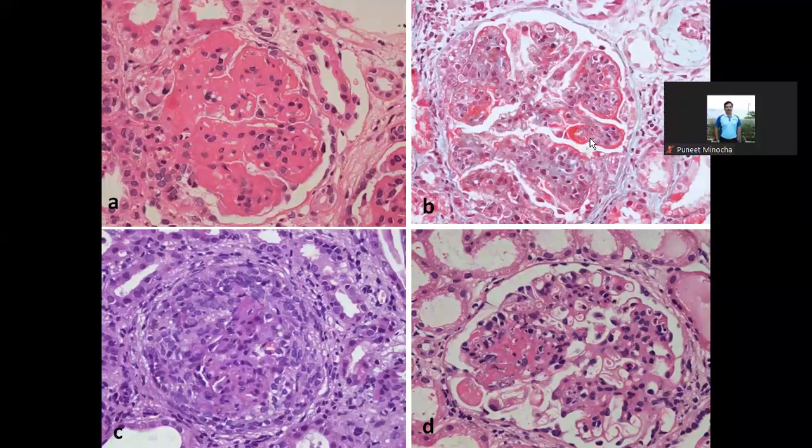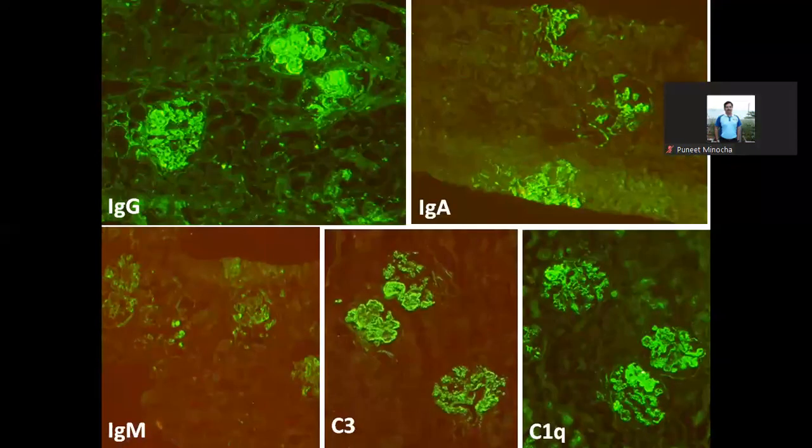So necrotizing lesions, wire loop lesions, mesangial hypercellularity, crescents. So if you find a full house immunofluorescence pattern, then the diagnosis is diffuse proliferative lupus nephritis. So it is a combination of light microscopy and immunofluorescence by which we are able to diagnose entities.